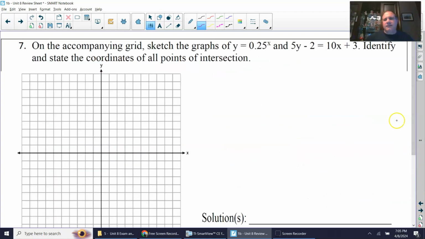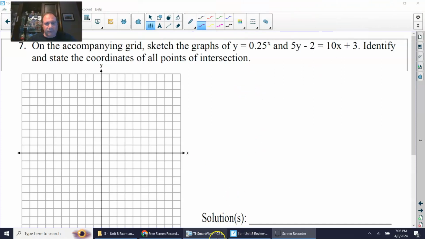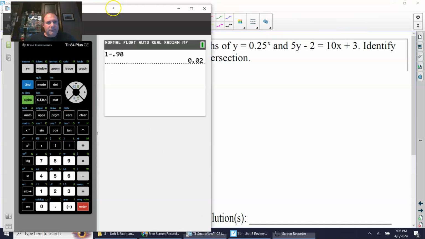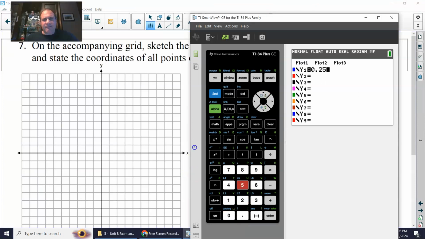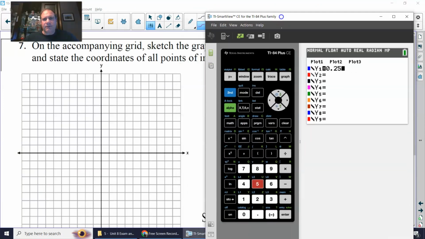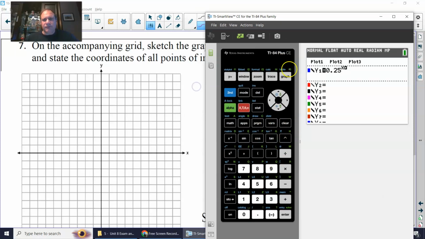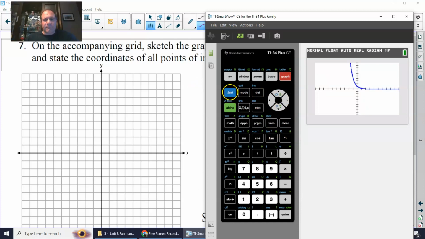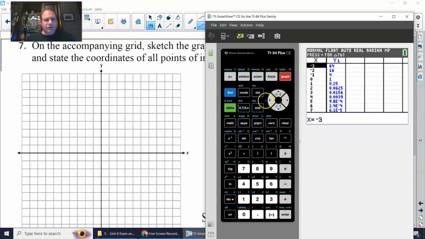So number 7, on the accompanying grid, sketch the graphs of, and I'm going to move my face over here so I can bring my calculator over here. And I'm going to put 0.25 to the x power, and I'm going to graph that one first. So we're going to put graph down, and we're going to press second function and graph. And we're going to just look, because you actually can't graph anything that is beyond -1, 4. So this is -1, 1, 2, 3, 4, right there.